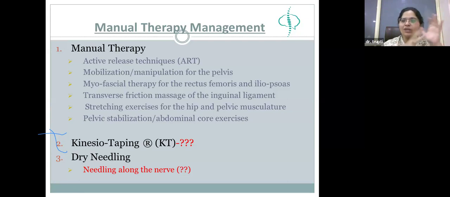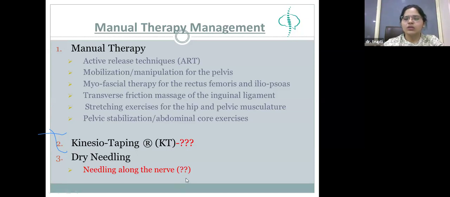After some time, depending on your condition, how chronic it is, the bone will again tend to sit in dysfunction. So you have to teach this to your patient, that your bones will tend to go into dysfunction. We are doing a correction, but you have to do exercises for stabilization. Exercises are the main thing that will maintain and stabilize the pelvis, and there will be reduced chances of recurrence.